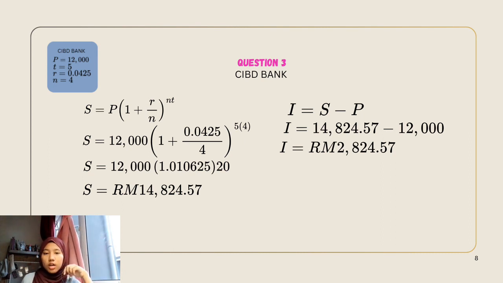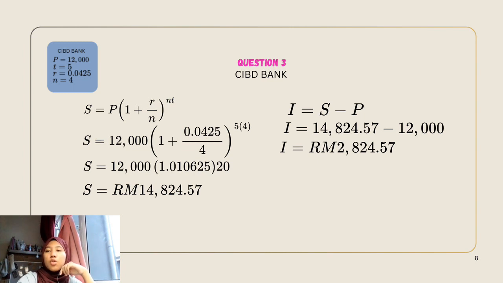Okay, move to the question 3 slide for the equation. As you can see, I put out the information. We know P is the principal, 12,000, and T is time. T I put 5 because it says 5 years. And R is the rate compounded. The rate is 4.25%, but I divided by 100 and we got 0.0425. N is the compounding frequency, which is 4 because it says compounded quarterly for CIBD Bank. Then we put the values into that formula to get the future value.